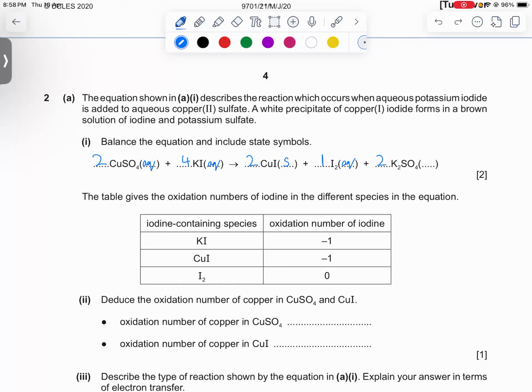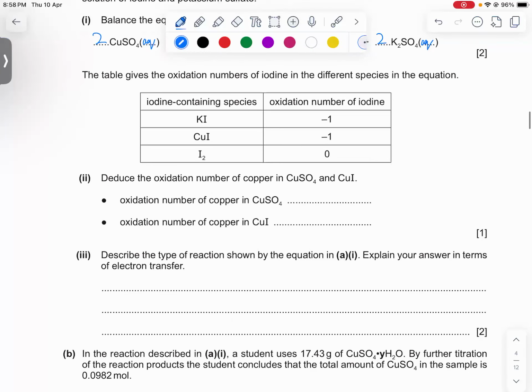Why do I say potassium sulfate is always soluble? Because once again, from your past, from your IGCSE or O levels, when you studied salts and their preparations, you studied that all potassium salts are soluble. So anything which contains potassium will dissolve, and therefore will be in aqueous form if there is water.